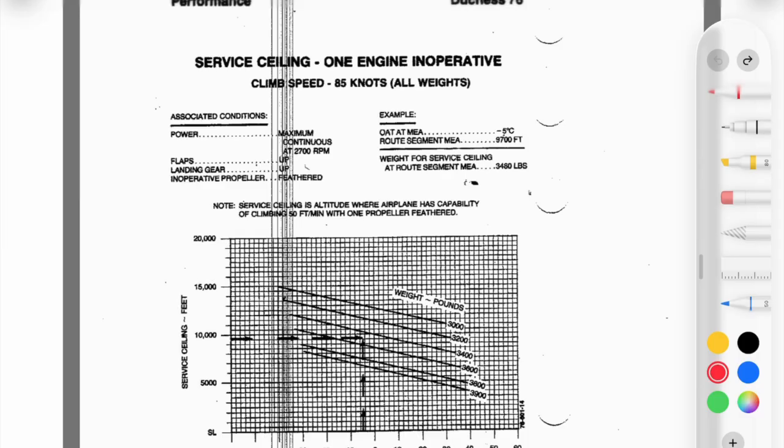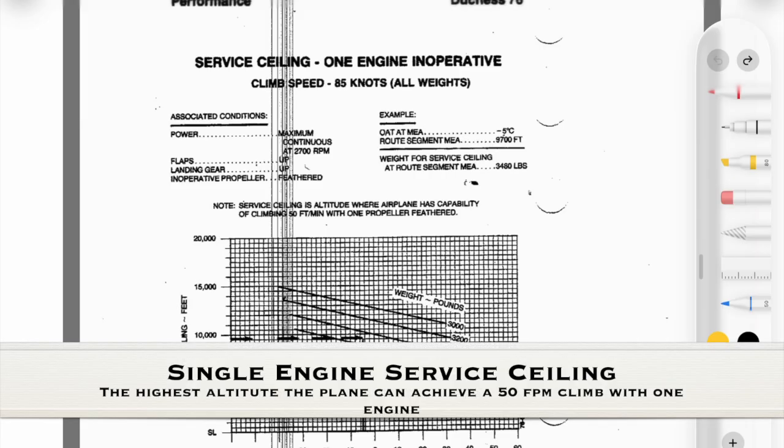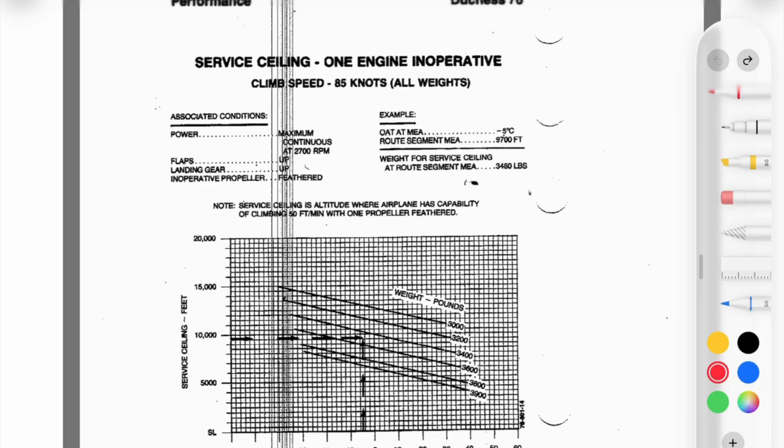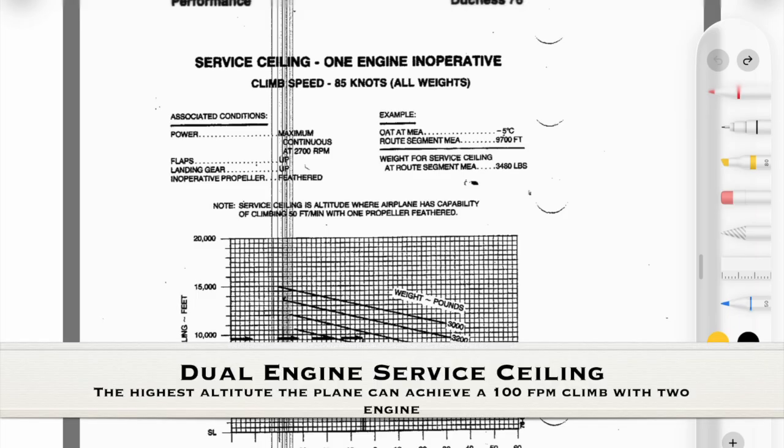Our next chart discusses our service ceiling with 1 engine inoperative. The definition of service ceiling is the altitude where, if the airplane has an engine failure, it'll be able to climb 50 feet per minute, single engine. Our dual engine service ceiling is where the airplane can climb 100 feet per minute, but our single engine is only 50 feet per minute.